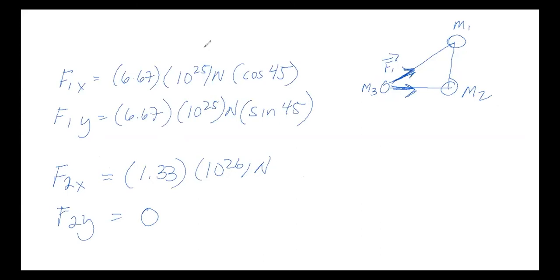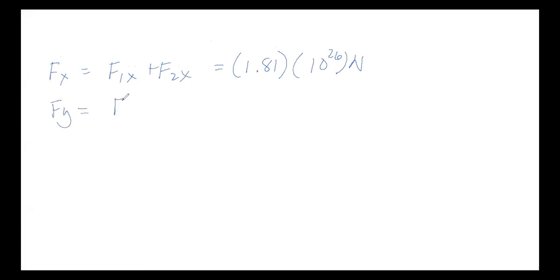So let me go ahead and do that. Pause and clear. All right, so F of x equals F1x plus F2x. I'm going to go ahead with the book's numbers. I really trust them. That's going to equal 1.81 times 10 to the 26 newtons. And F of y equals F1 of y plus F2 of y, and that's going to be equal to 4.72 times 10 to the 25th newtons.